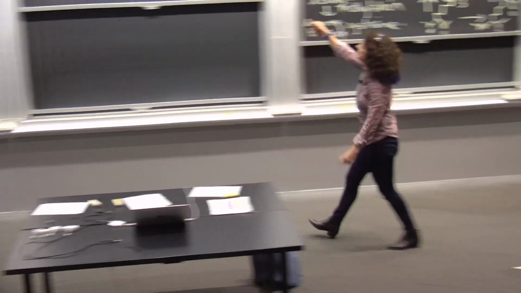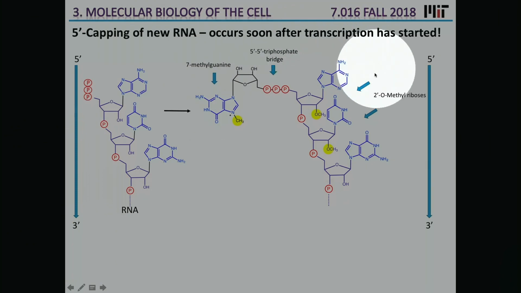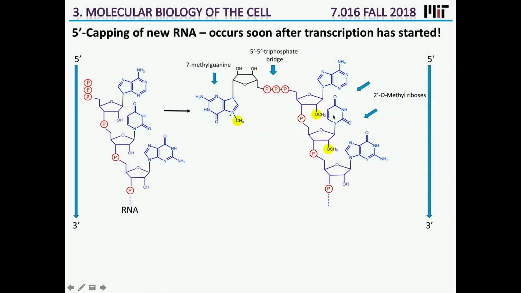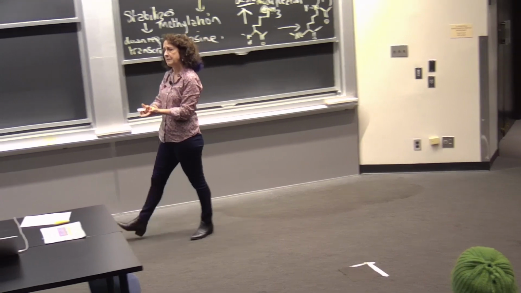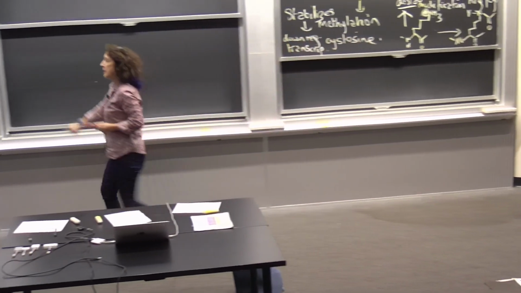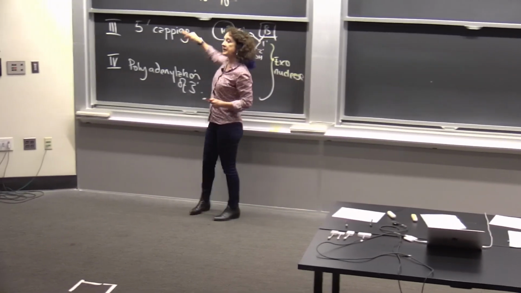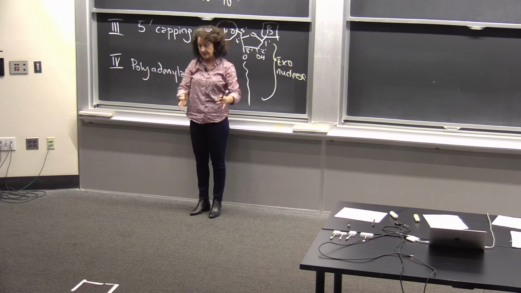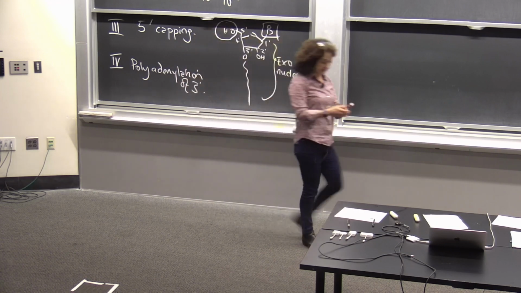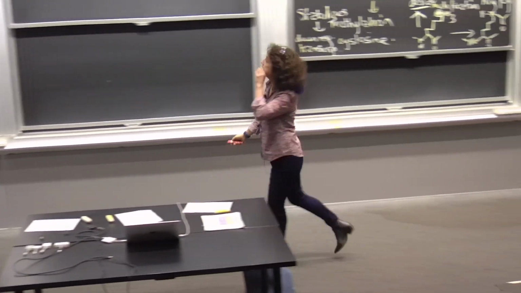So the guanine is methylated, and then a couple of the riboses, those sugars that have an OH usually at 2', get methylated. So we've created this entire thing at the 5' end, known as the 5' cap, that looks nothing like regular messenger RNA. And that protects that end of the messenger and makes it safe from a variety of insults.